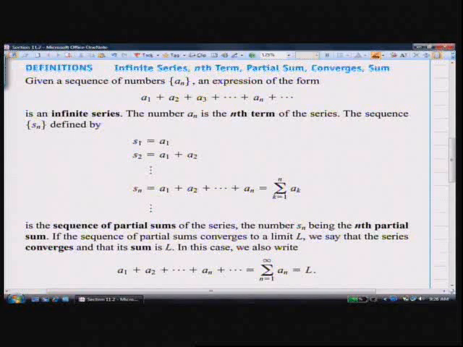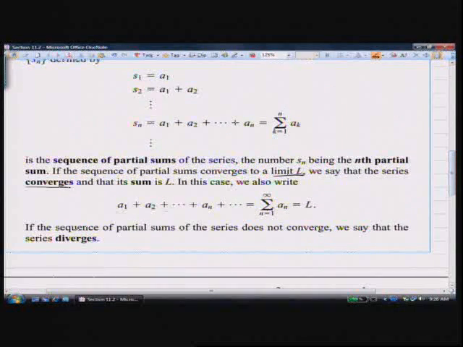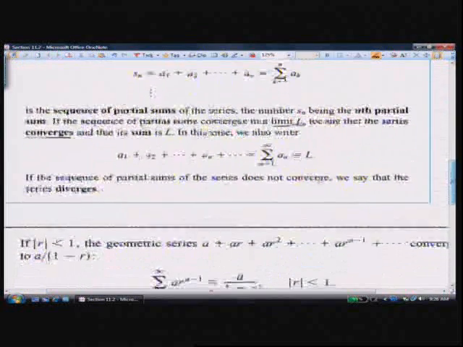And it says, if the sequence of partial sums converges to a limit L, we say that the series converges and that its sum is L. In this case, we also write a sub 1 plus a sub 2 plus all the way down to a sub n is equal to the sum as n goes from 1 to infinity of a sub n, is equal to L. This summation notation you've seen when we looked at Riemann sums. So if the sequence of partial sums of the series does not converge, then we say that the series diverges.